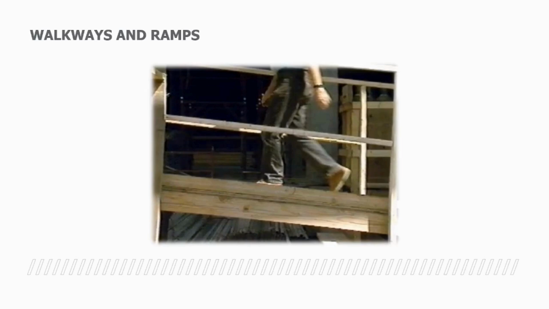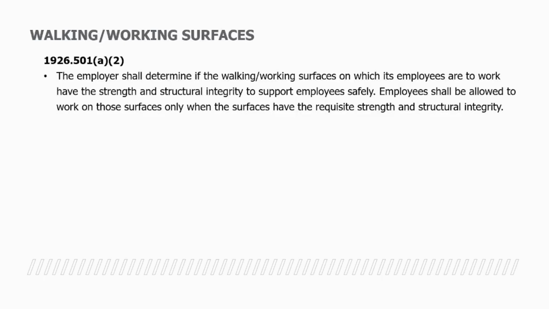Walkways and ramps. Here's an example right here. If you take note right here, we do have a toe board at the very bottom. We have a mid rail, and we also have what? We have a top rail up here. So those are the three types of rails that you're going to find on a walkway or even a ramp.